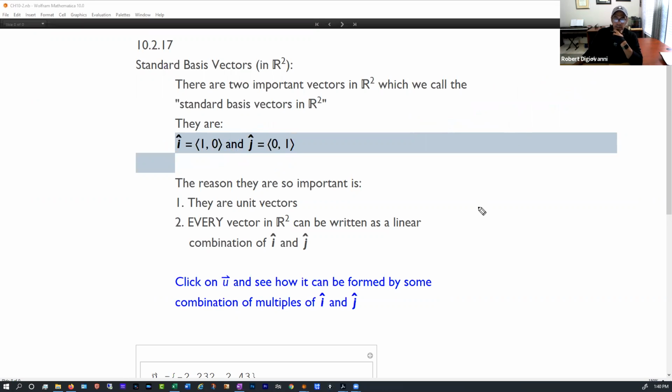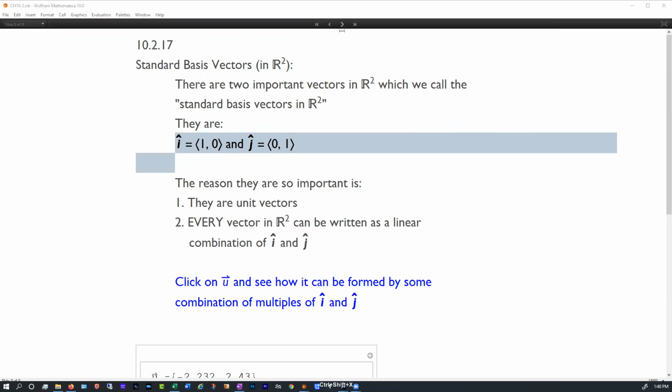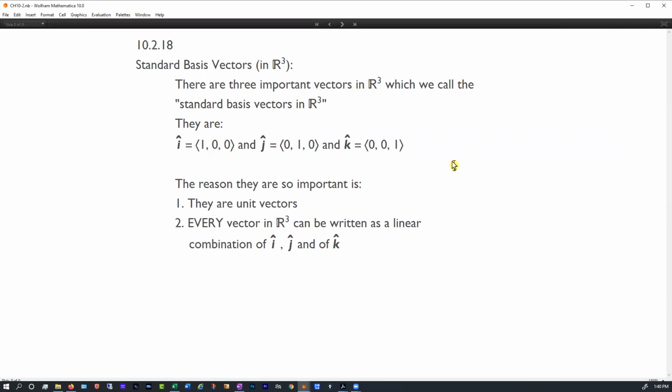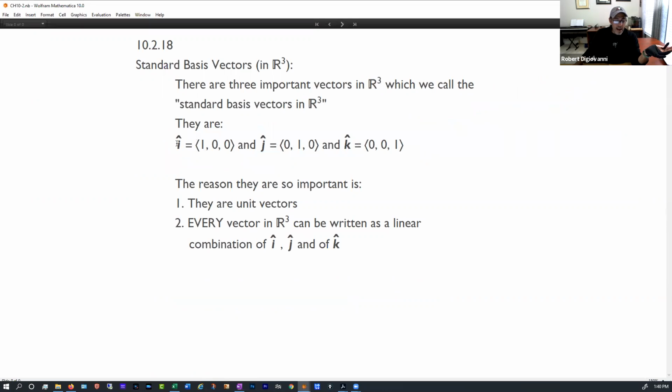Now, do you think that we have the same thing in 3-dimensional space? Yes, we do. The only difference is that when we're in 3-dimensional space, I hat now has to have 3 components. So instead of it being just 1, 0, it's now 1, 0, 0. J hat has to have 3 components. So now it's 0, 1, 0. And we have this additional K hat, which is 0, 0, 1. So every vector in 3-dimensional space can be written as a linear combination of those 3 vectors. And those also form an orthonormal basis for 3-dimensional space.